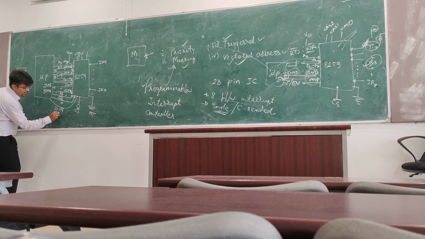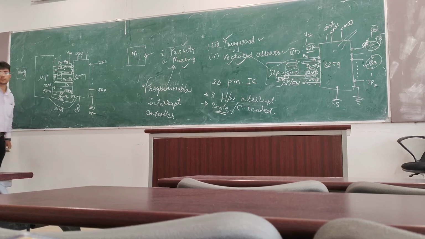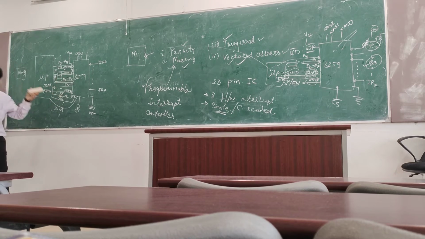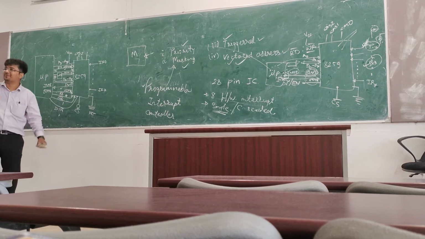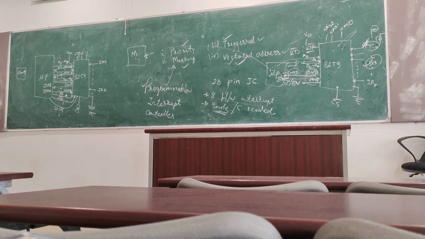If this is 1, and this write is also 1, and this is 0, the processor is reading something from 8259. Is it okay? Are we writing something or reading something? What is something? 8-bit content.